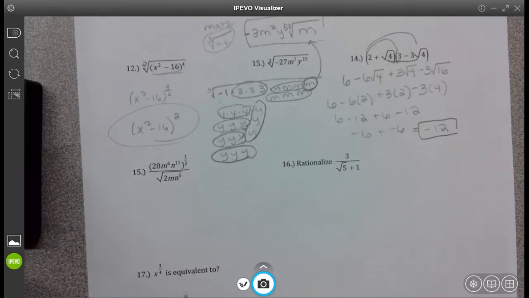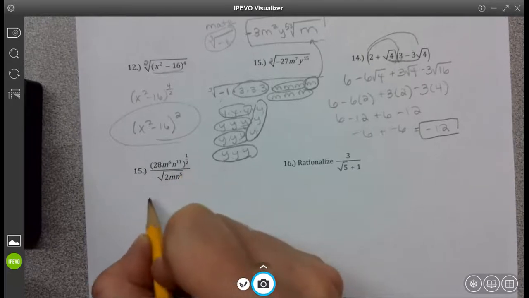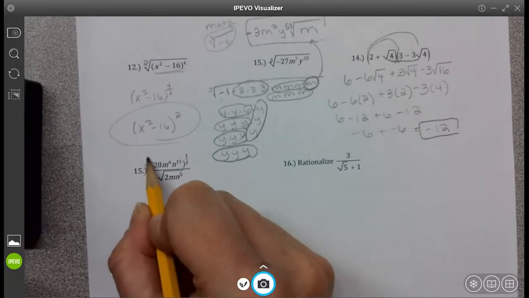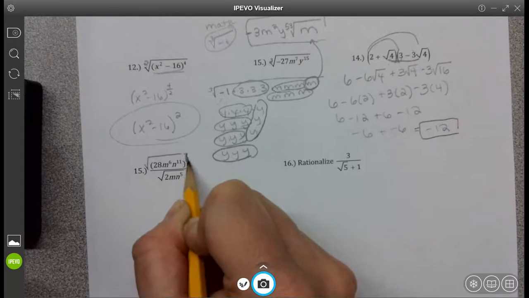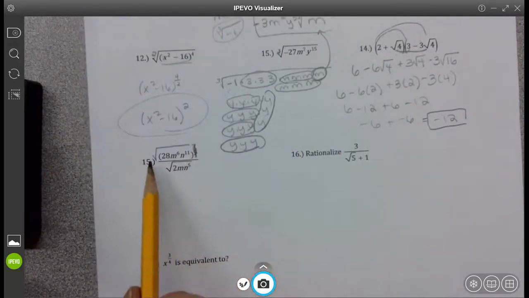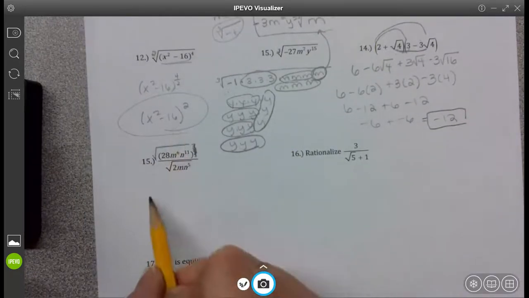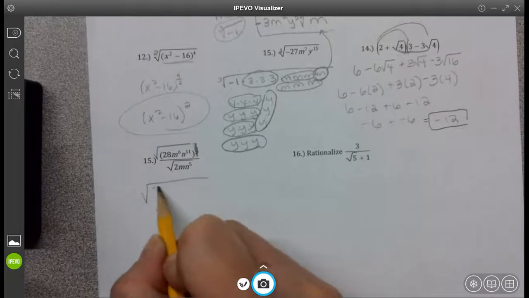All right, number 15, taking something to a half power is the same as saying square root. Same thing. And if there's a square root on top and a square root on the bottom, it's just one big fat square root.